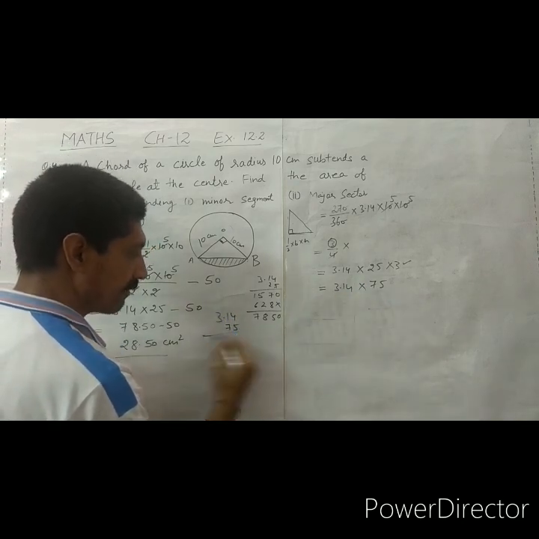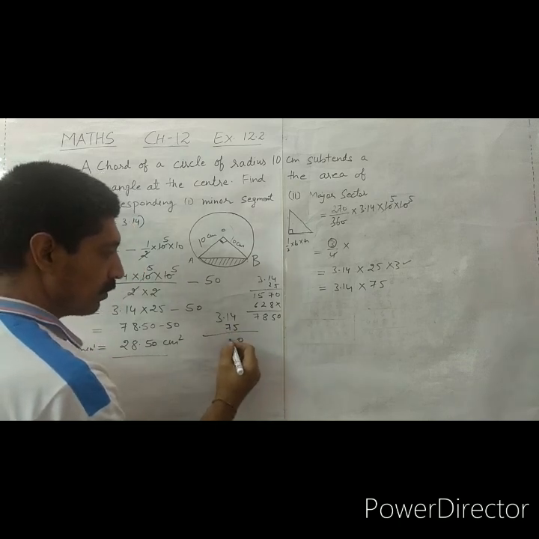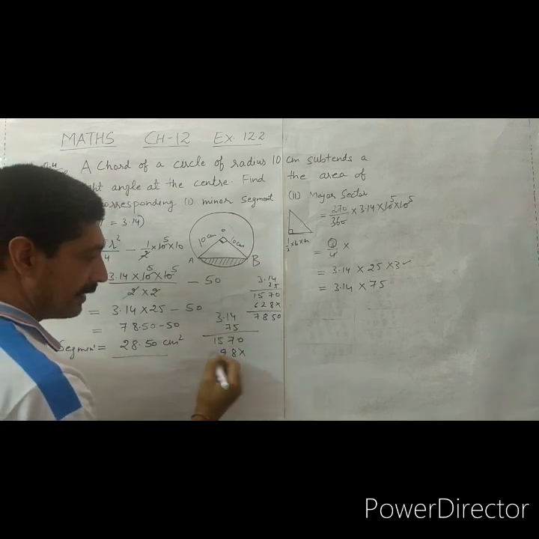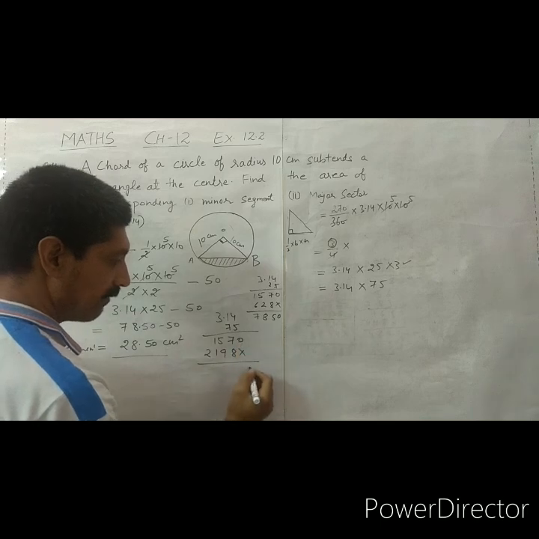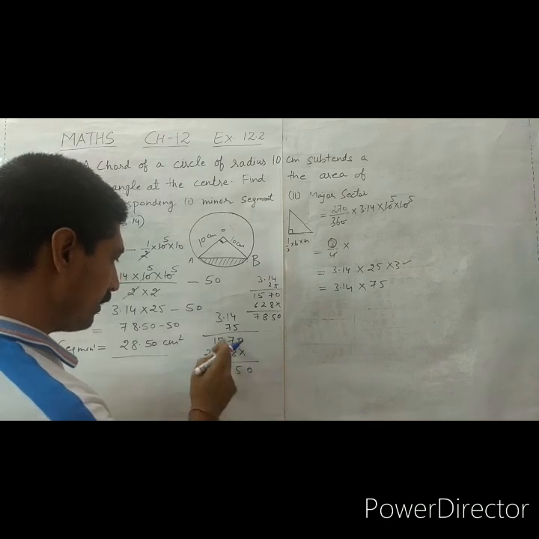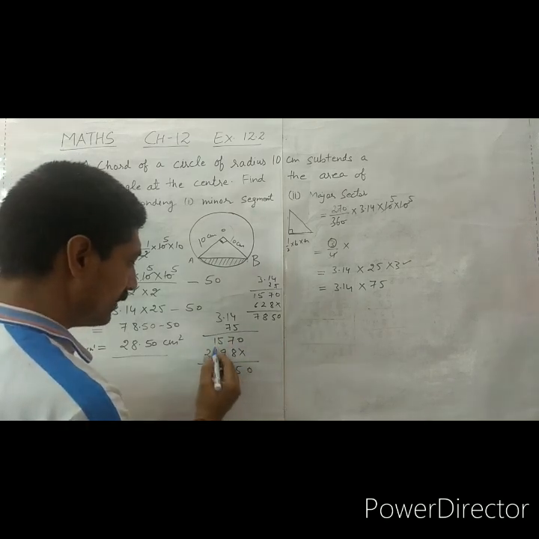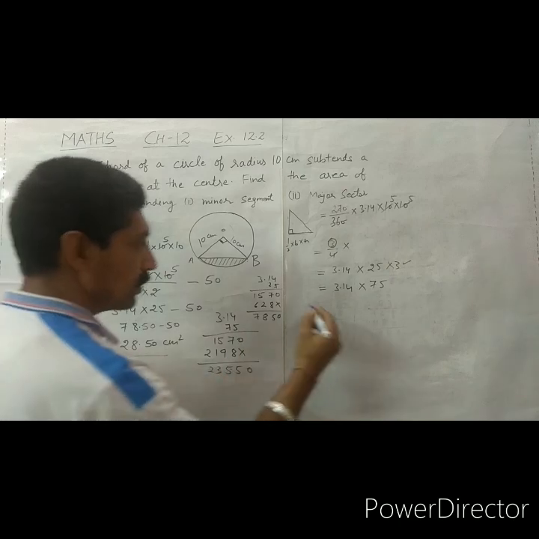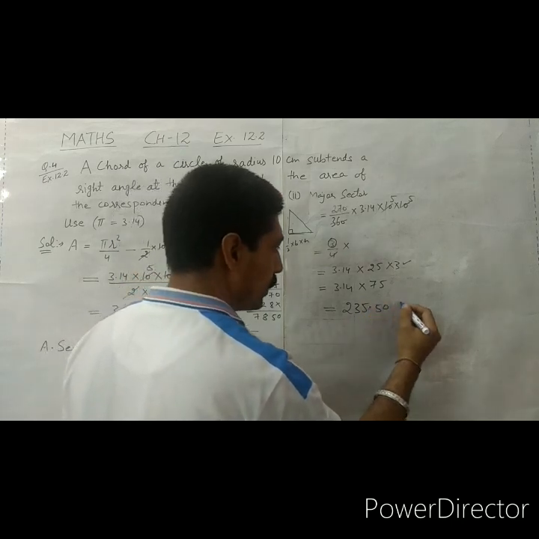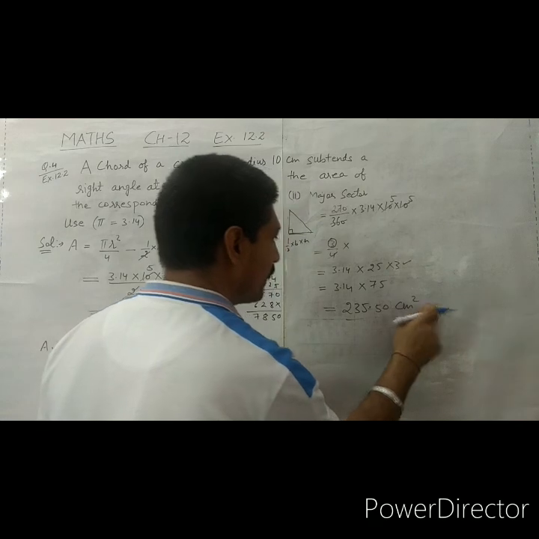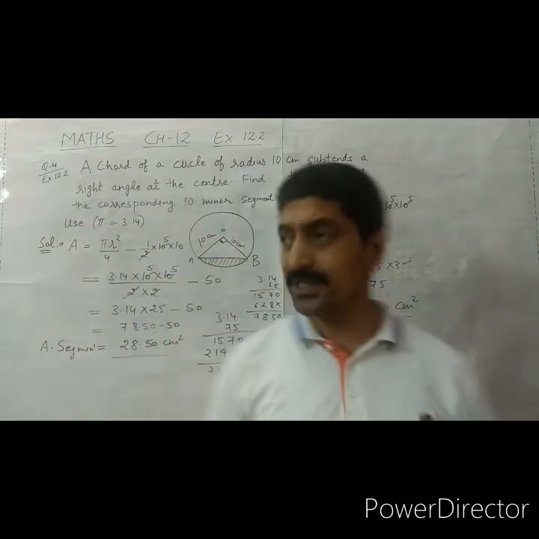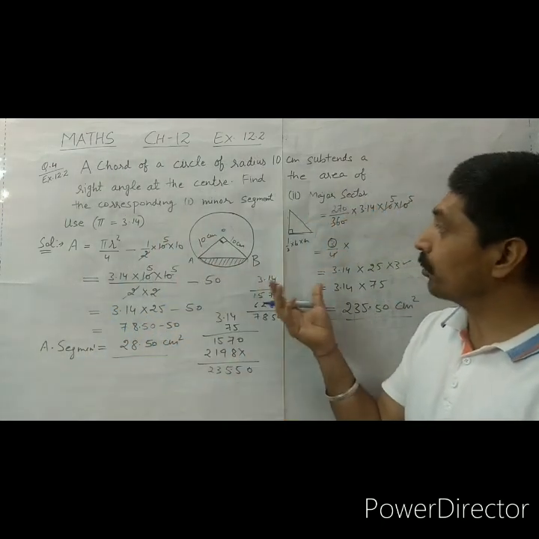314 into 75. So here 20, so 7 and 15, 28, 9 and here it is 21. So we have 0, 5 and here we have 1 carry 5 and here is 3, 2. So the final answer is 235.50 centimeter square. So this is the area of the major sector and this is the area of the minor segment. So question is very simple, but it is an important one.